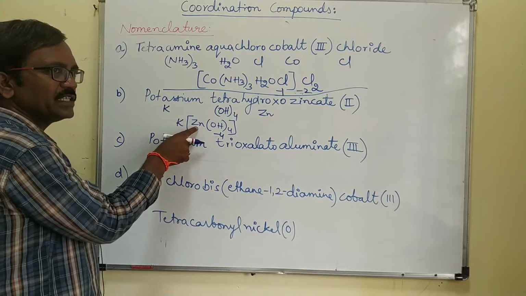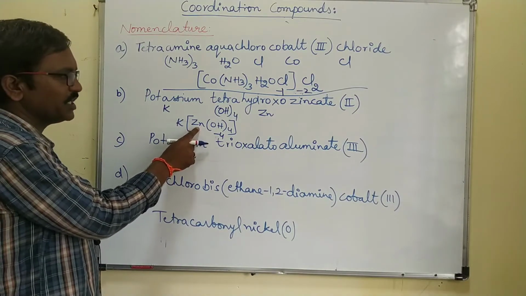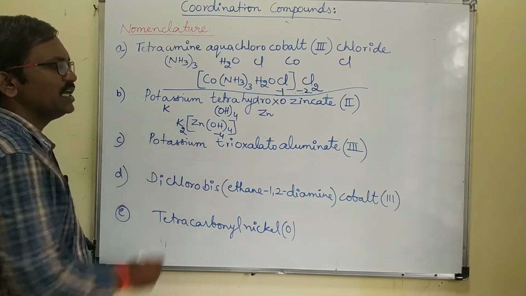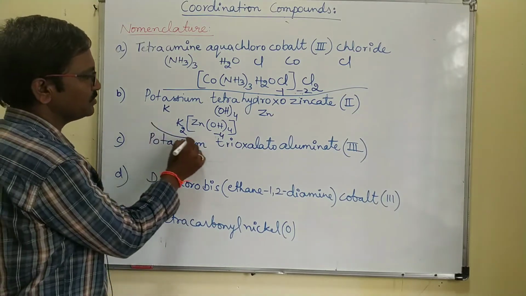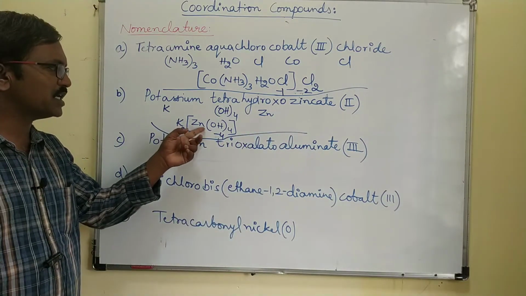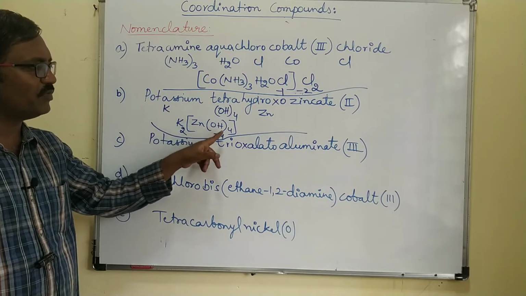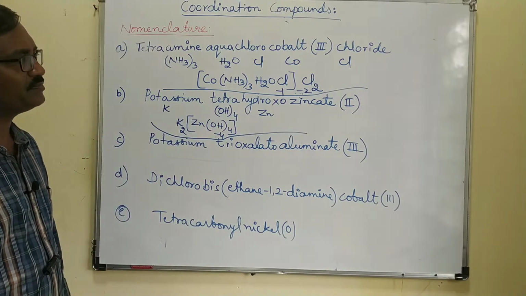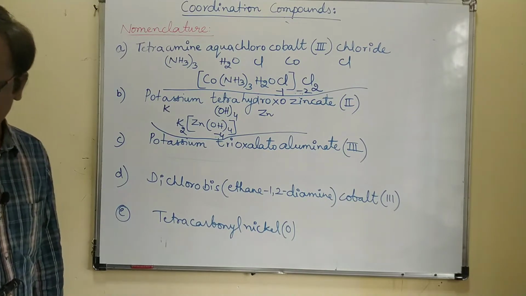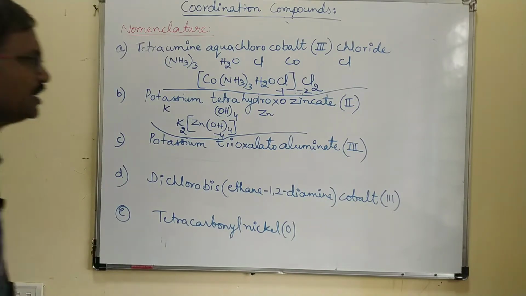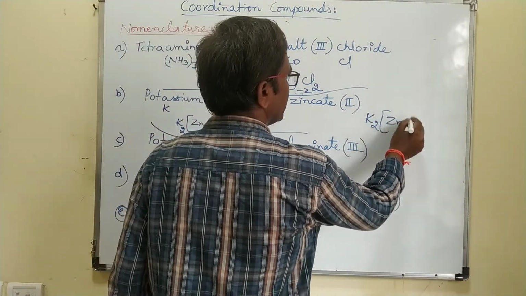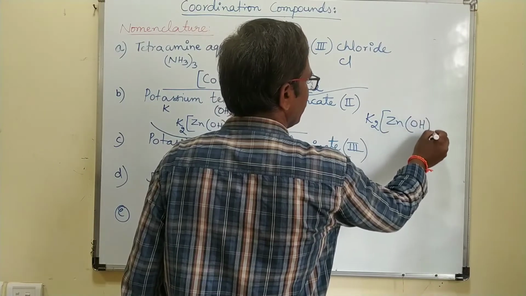So if you want to get the 2 oxidation state of zinc, how many potassium should be there? K2. Then only the zinc becomes plus 2. Otherwise the zinc does not match. K2 Zn OH taken 4 times. Right? So what is the answer for that one? I am writing clearly here. K2 Zn OH taken 4 times.